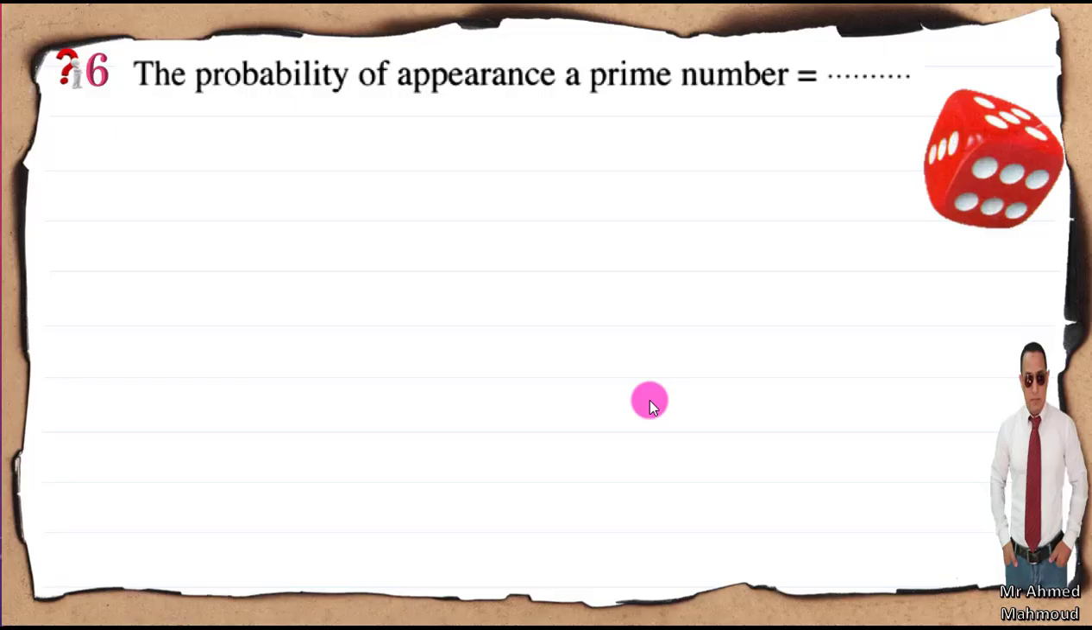Next, the probability of the appearance of a prime number. What are the prime numbers? I'm going to call this event F. The prime numbers are 2, 3, and 5. The probability of this event includes 1, 2, 3 elements over 6, which is 1 over 2.